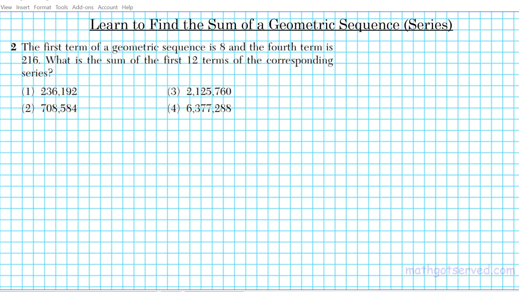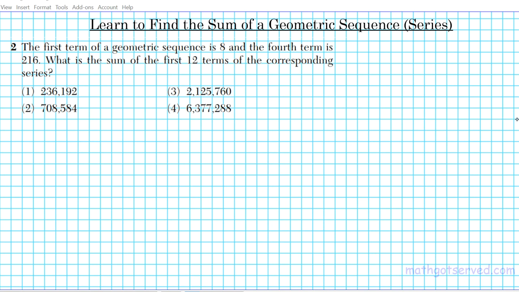Alrighty, let's take a look at question number 2. In question 2, we're going to be learning how to find the sum of a geometric sequence, also known as a geometric series. Question 2 reads: the first term of a geometric sequence is 8, and the fourth term is 216. What is the sum of the first 12 terms of the corresponding series?